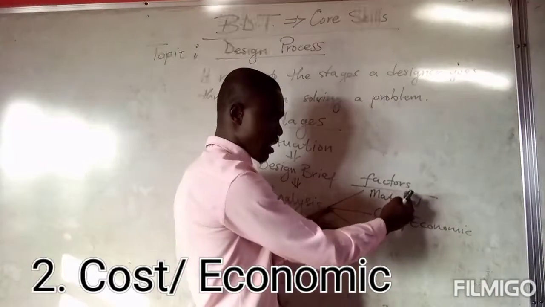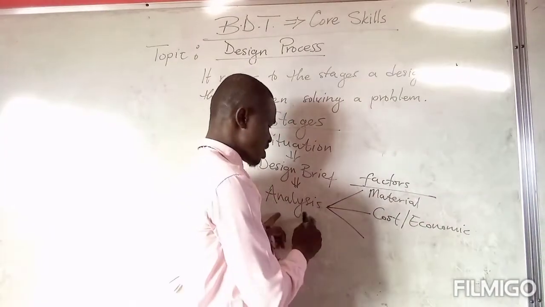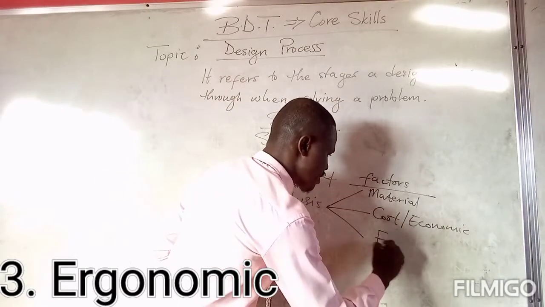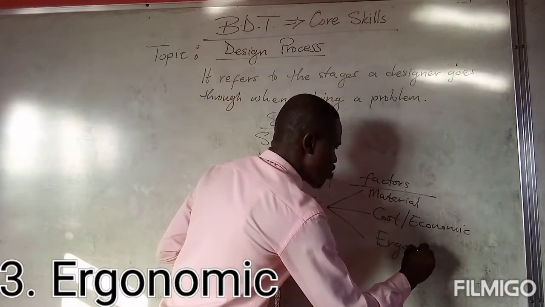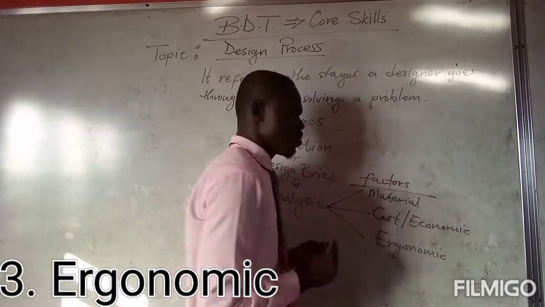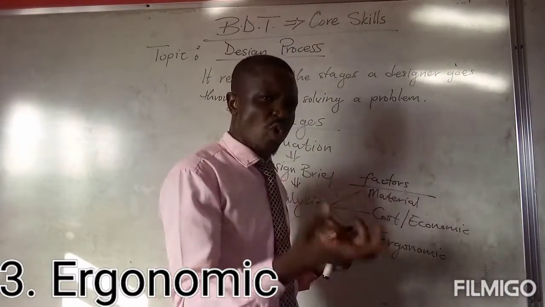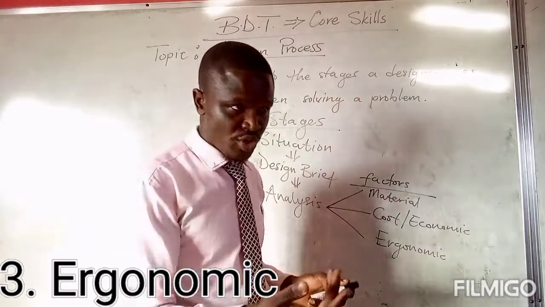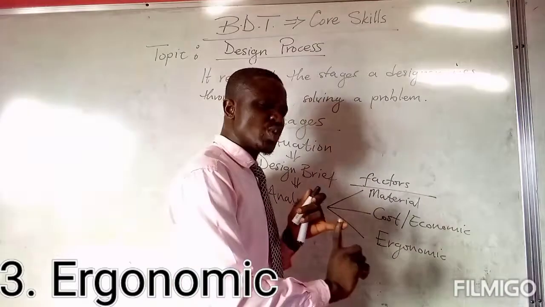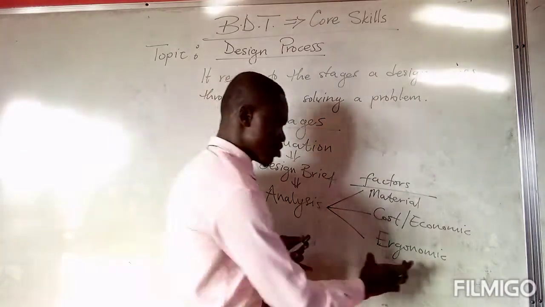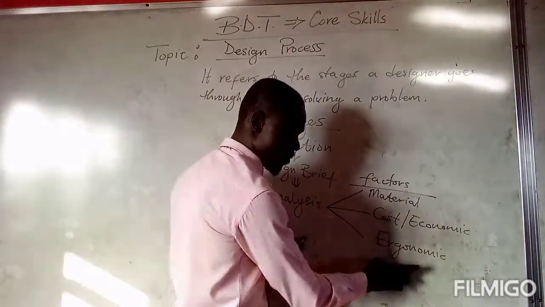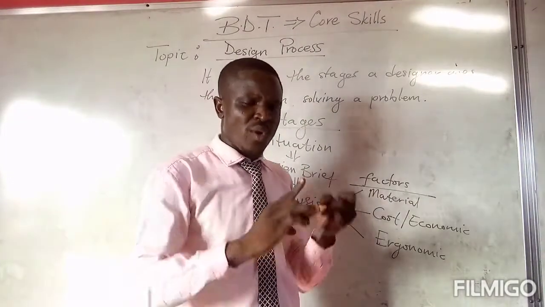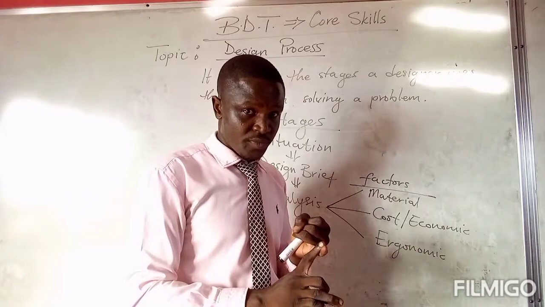So another factor on which the analysis questions can be based is, let's say, ergonomic. With the ergonomic, one will ask, where is the unit going to be used? Or who is going to use the unit? So you see that under ergonomic, you should know that it always talks about the one going to use the unit. Do you understand it?